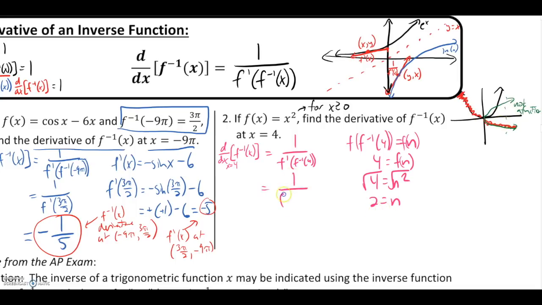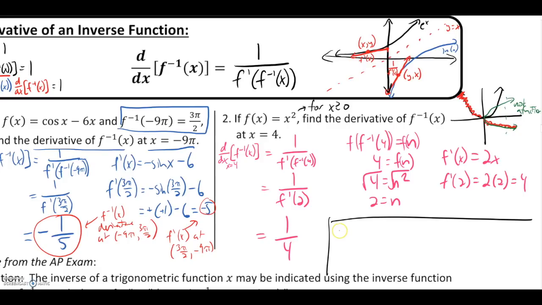So now I'm dealing with 1 over f prime of 2. I still need f prime of x. Well, starting with an x squared, f prime will be 2x, and f prime of 2 will be 2 times 2, or 4. And we will get 1 over 4.